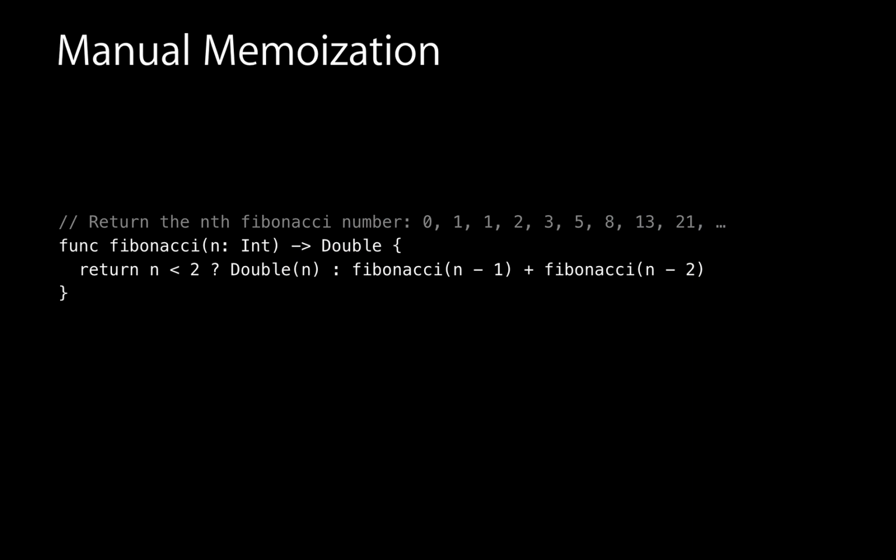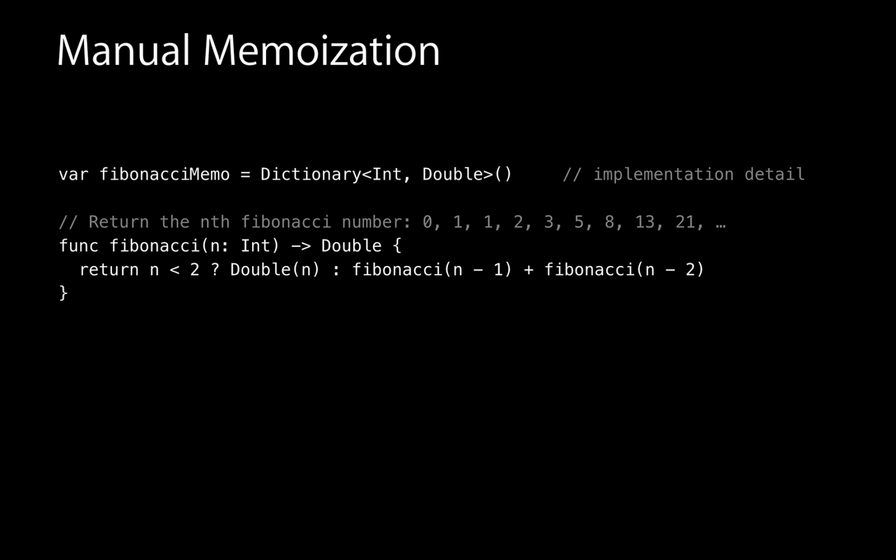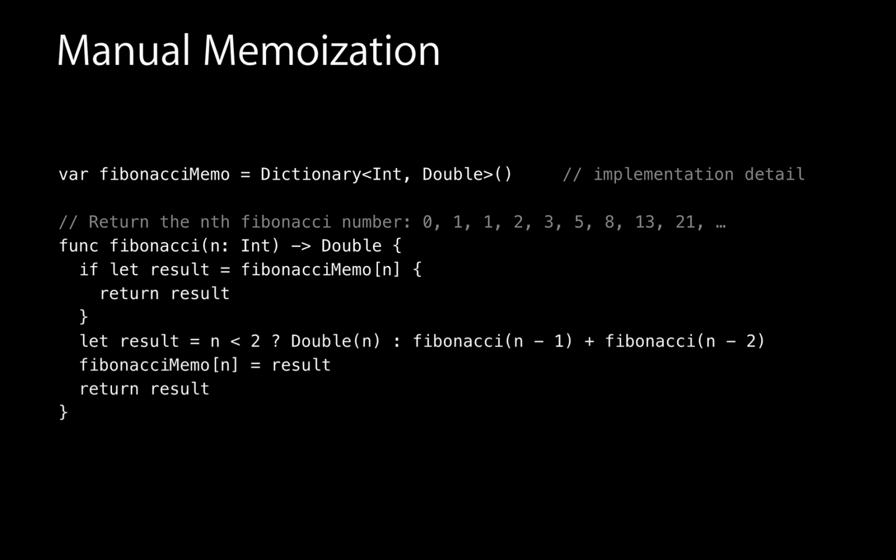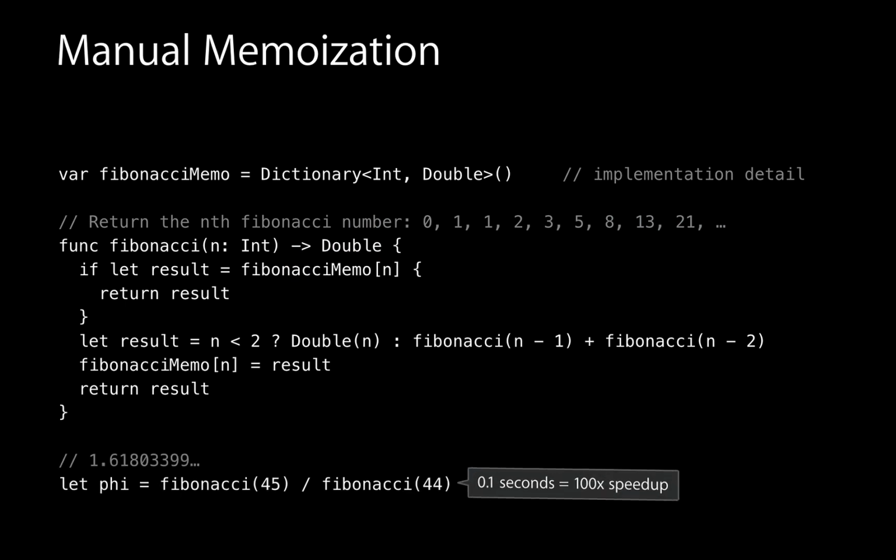Okay, let's manually memoize Fibonacci. First we need a dictionary. Next, we change the function body so that it checks the dictionary to see if it's got the result and only computes the result if it isn't found there. Now how does our function perform? Okay, 100x speedup, that's pretty good.